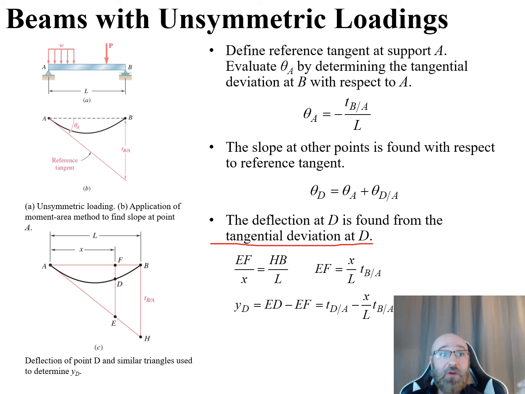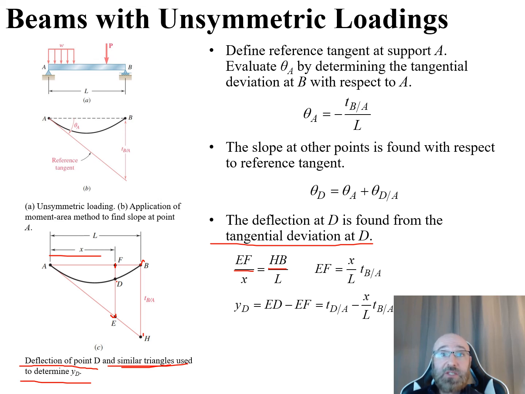So we come over to our diagram here and we see the deflection at this point D here, and similar triangles are used to determine our Y sub D. So we have this relationship that our EF over X, this is our EF right there, there's point F, there's point E, divided by our X value right there, is equal to HB, there's our HB right there, over L. So that is our similar triangles right there.